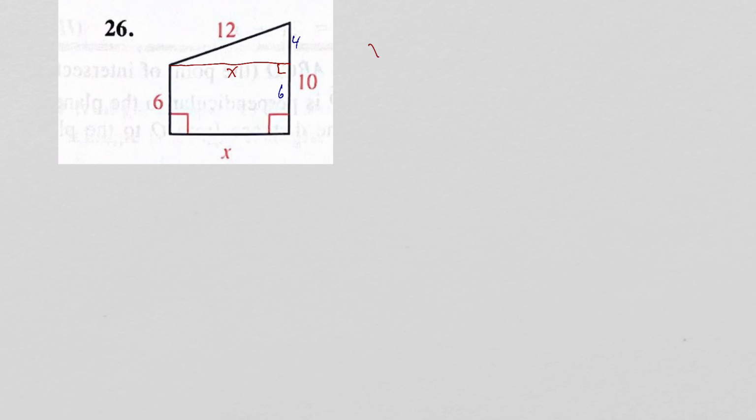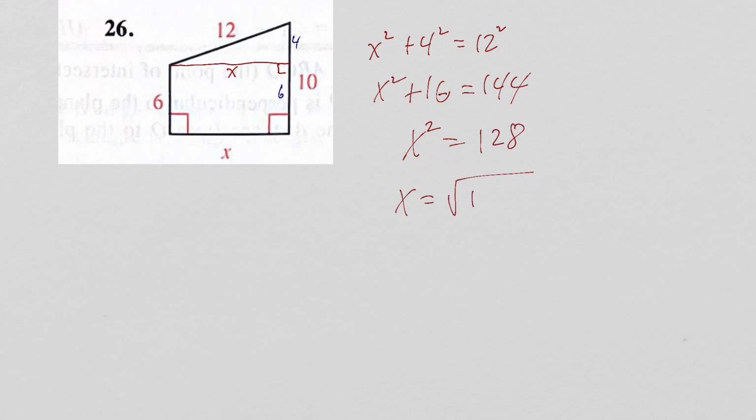I have x squared plus 4 squared is equal to 12 squared. So x squared is equal to, let's see, 124, 128. So x is the square root of 128, which is 2 times 64. And if I square root 64, I get 8. So this is equal to 8 root 2.